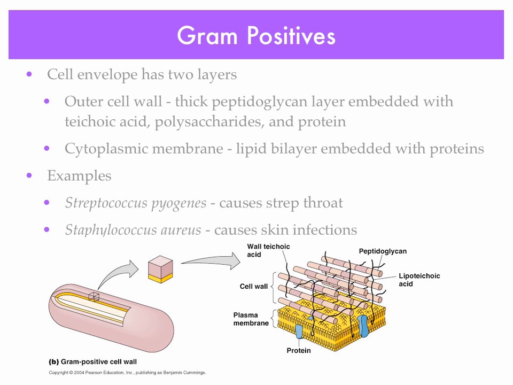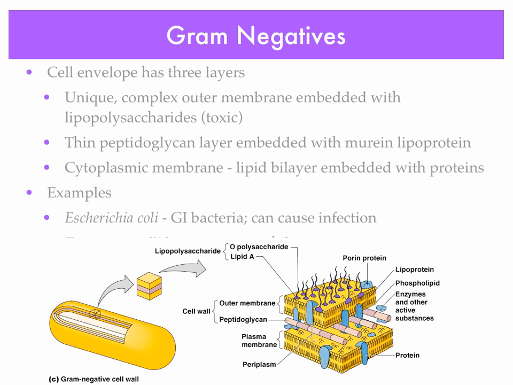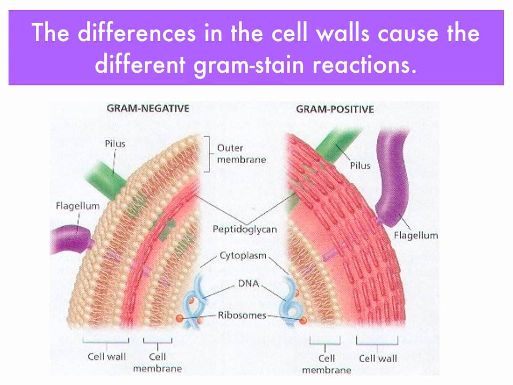Gram-positives' cell envelope only has two layers, a thick peptidoglycan layer and their plasma membrane. So again, they only have these two pieces, and you can look at this slide more closely in your own time and look at that structure. Gram-negatives, however, have three layers. They have that peptidoglycan layer, but it's much thinner. They also have that plasma membrane that we talked about, because all cells have that plasma membrane. But they also have this unique complex outer membrane that's got all these different fatty sugar molecules in it. And it's this unique layer that actually prevents that gram stain from happening.